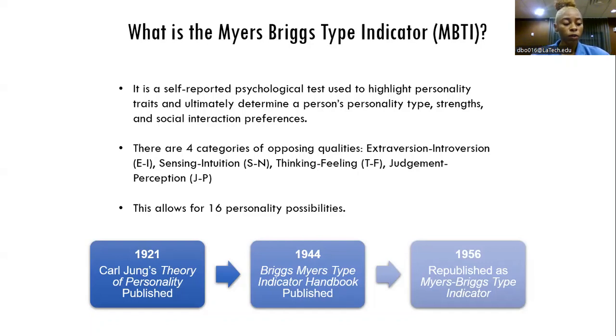So then in 1944, during the Second World War, the Briggs-Myers type indicator handbook was published. And then in 1956, it was republished and rebranded as the Myers-Briggs type indicator, which is what it is known as now.